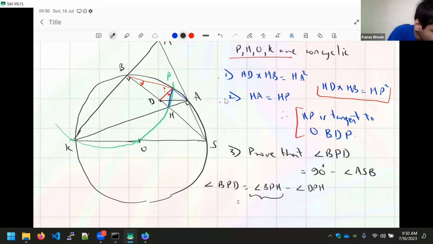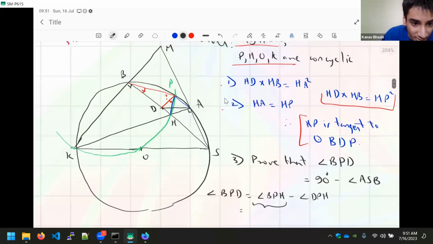So we have to prove that BPD is equal to 90 minus ASB. ASB is equal to AKB, and 90 minus AKB is equal to BHK. Yes, correct. So we have to prove that BPD is equal to BHK, but we know that BHK is equal to BMA, which is equal to 180 minus AHB.